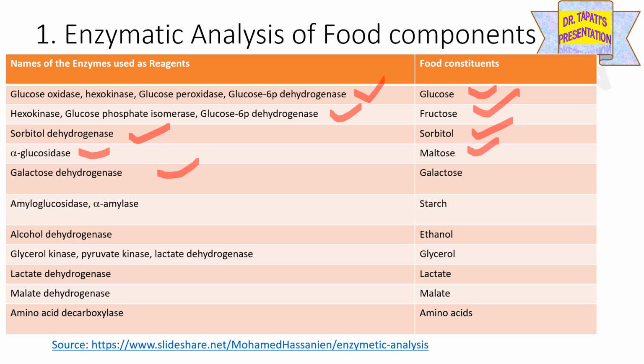Galactose dehydrogenase enzyme activity is checked in order to measure galactose content. Amyloglucosidase and alpha amylase activities are measured in order to check starch content present in food material. Alcohol dehydrogenase enzyme activity is measured in order to estimate ethanol content. Glycerol kinase, pyruvate kinase, and lactate dehydrogenase enzyme activities are measured in order to estimate glycerol content present in food.